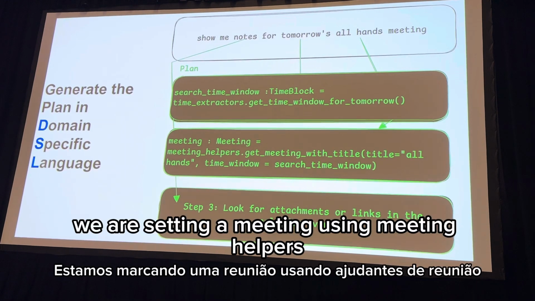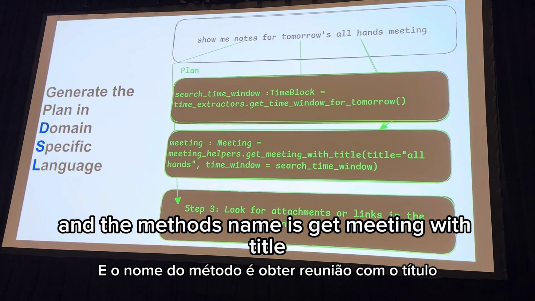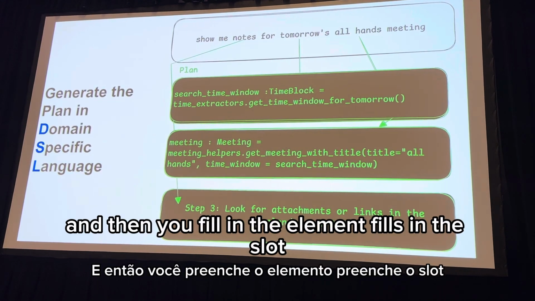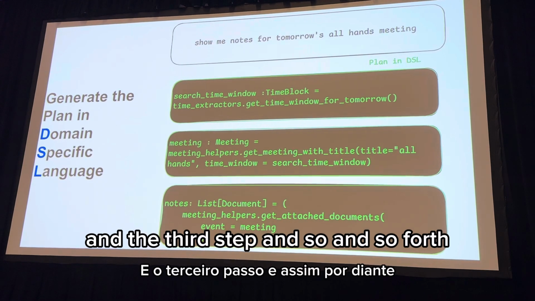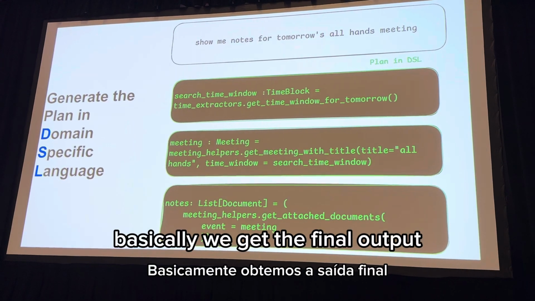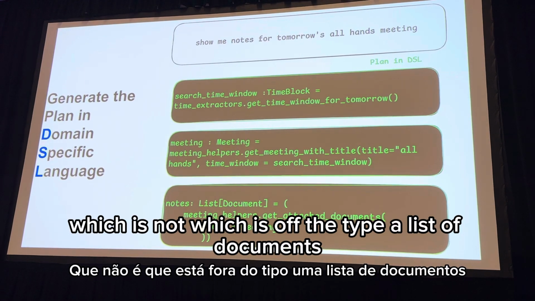So we are fetching a meeting using meeting helpers, and the method's name is get meeting with title. The LLM fills in the slot, and then we get back the meeting. And the third step, and so on. Basically we get the final output, which is notes, of the type list of documents.